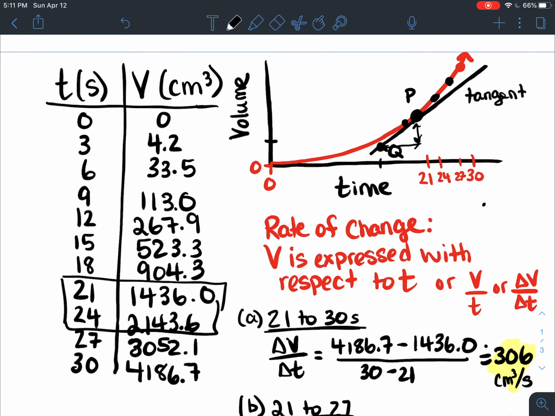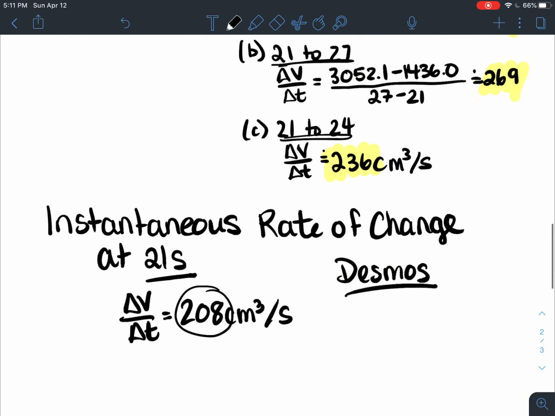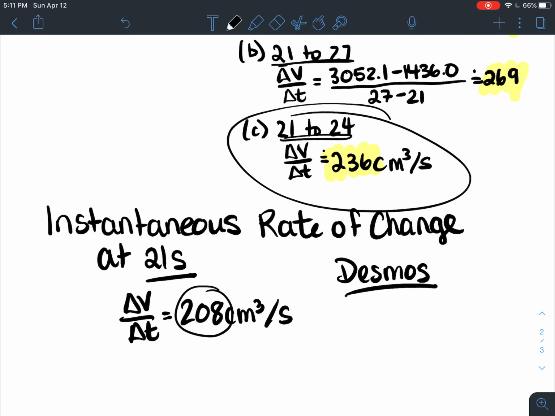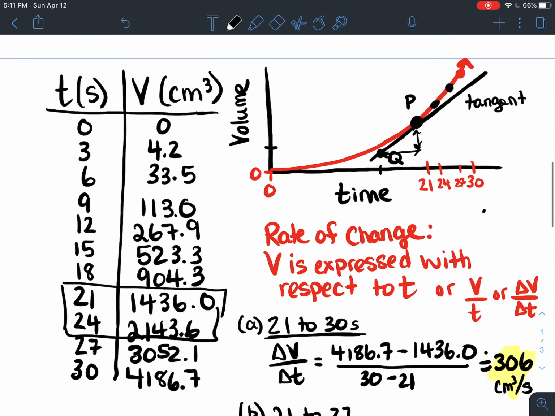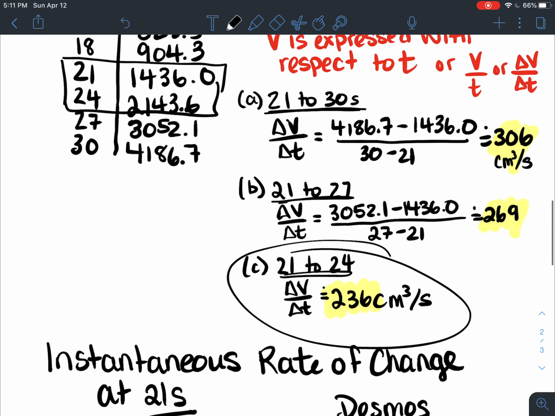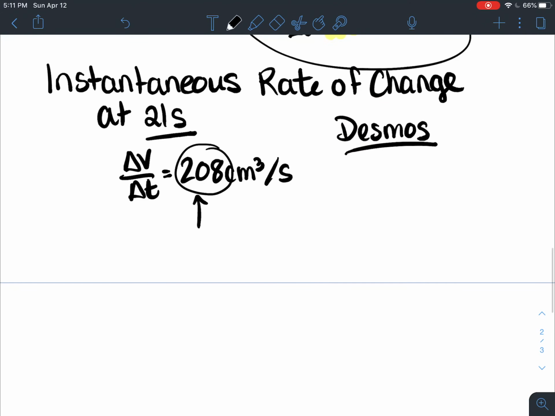Unless I use the graph to try to find a point that's closer, I don't really have an option. That's as close as I can get to the instantaneous rate of change, unless I were to actually graph it myself and draw a tangent line and pick another point, because you always need two points to calculate slope. So there you go. We approximated the instantaneous rate of change.